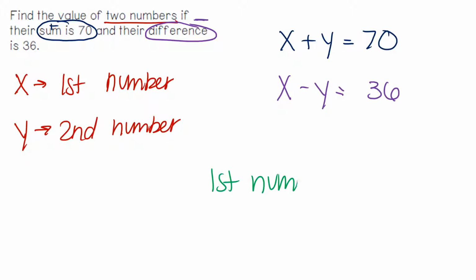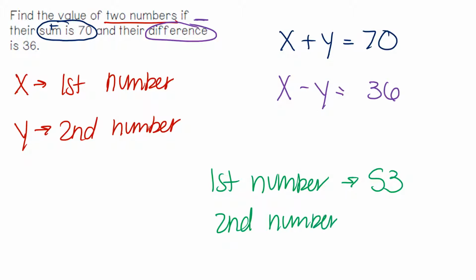The first number should be 53. The second number should be 17.